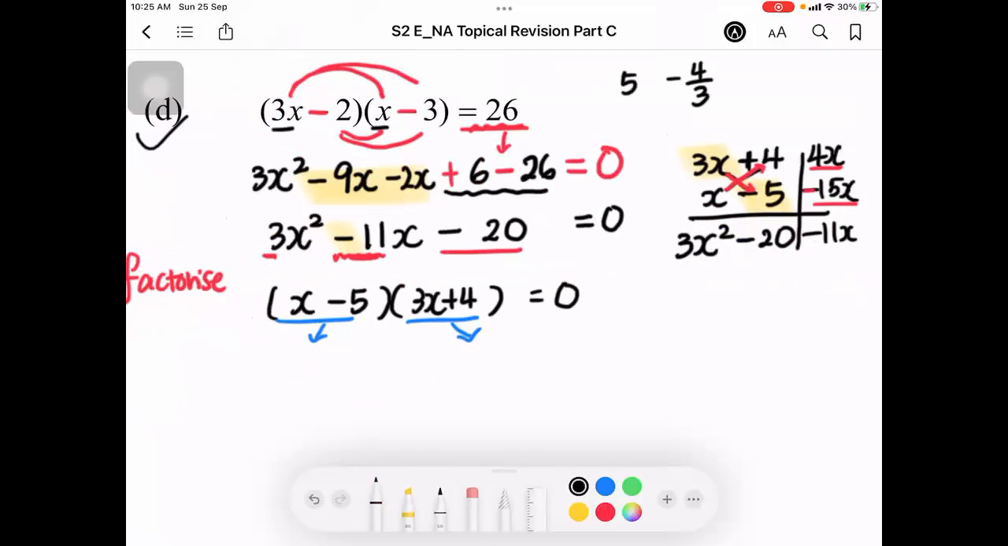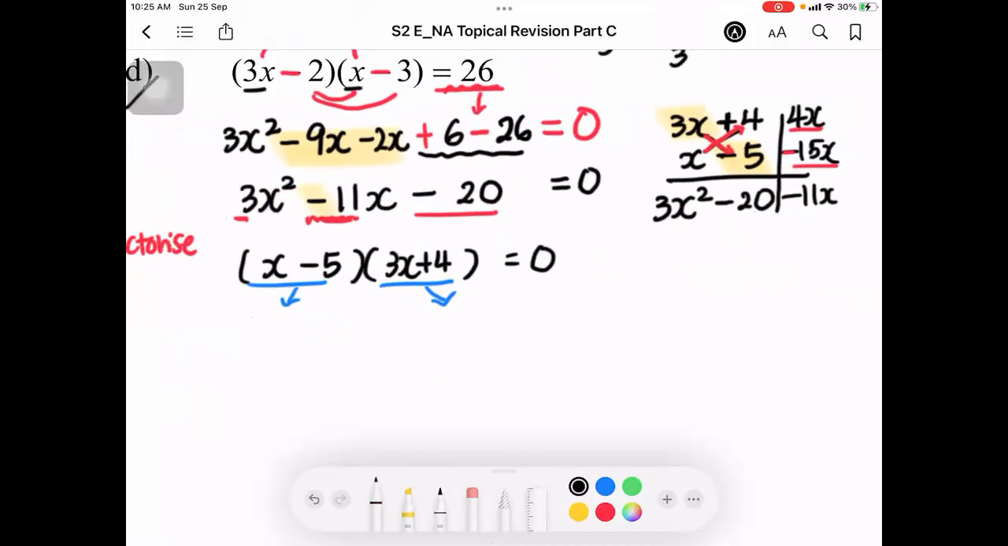Can? Then ask the next person. Danny, give me the first answer. X minus 5 equals 0. Thank you. Then x equals the number 5. Yes. Next one, next answer. 3x plus 4 equals 0.